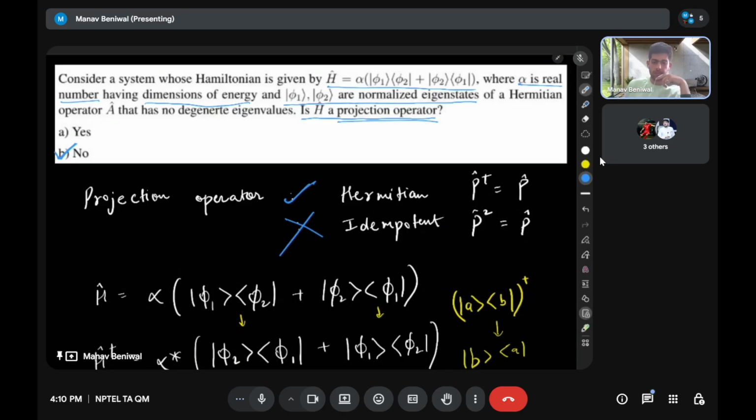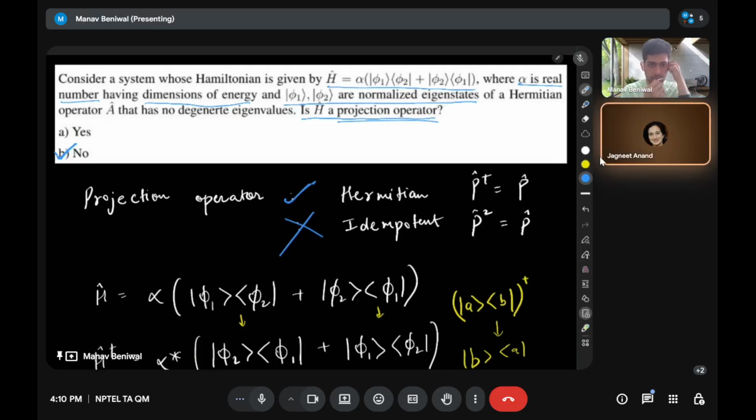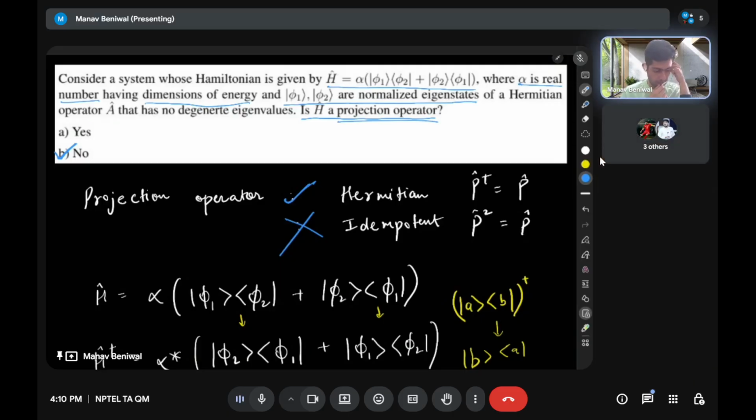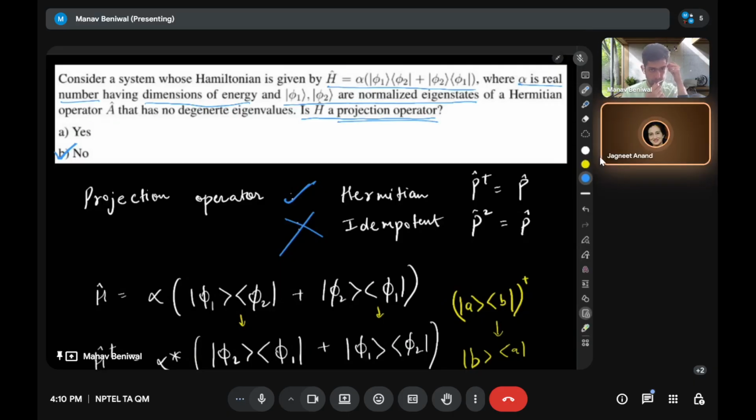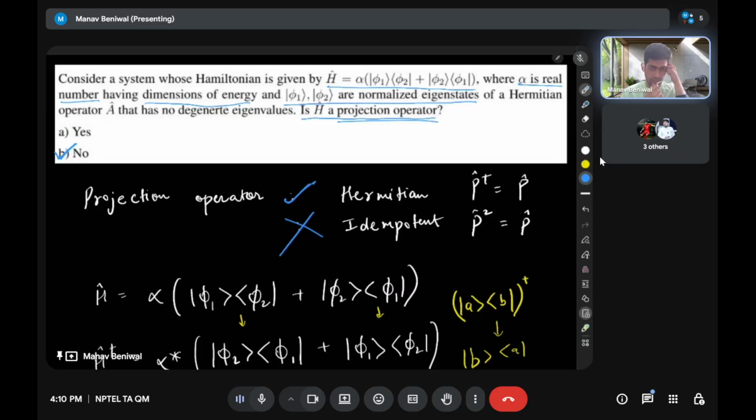Okay, any doubts? Just one minute. Can we take the figure of ket A, bra B? So you have written ket B, bra A. So this dagger, should it be equal to ket B dagger, bra A dagger? Yes. So if you remember, we had the reversal rule. So the second term comes first, right?